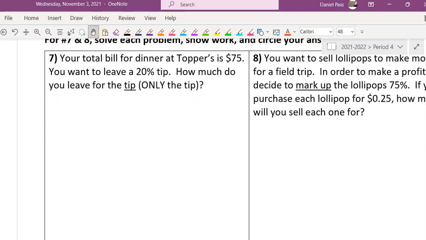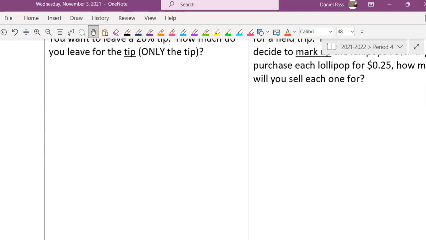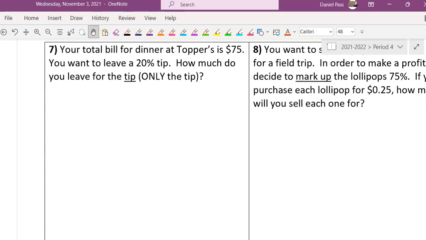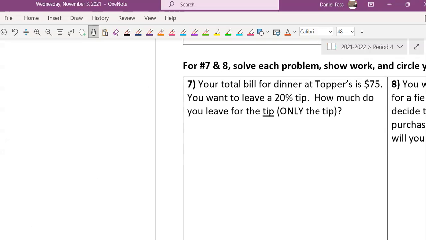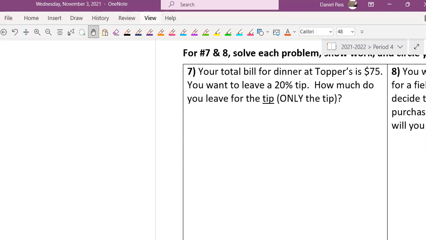All right. You want me to read the problem? Yes. Your total bill for dinner at Topper's is $75. You want to leave a 20% tip. How much do you leave for the tip? Okay, what color do you want to use? Purple. Move this over because I can't see the board. Go ahead. Is this 100? Okay, good. Purple. Let's do it.